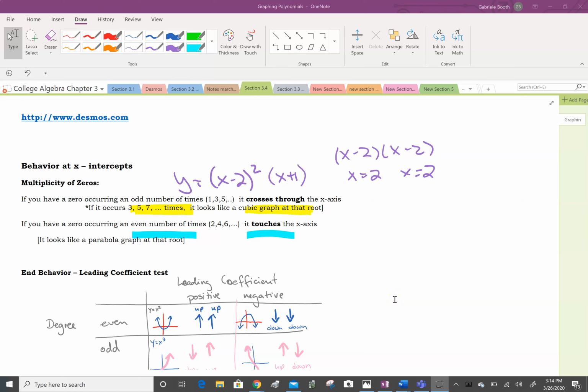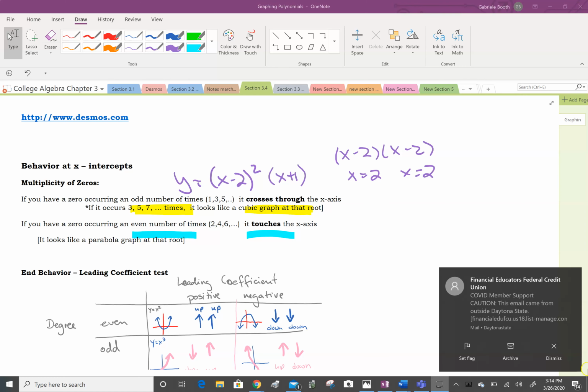In 3.4, we're looking at graphs of polynomial functions. Now let's take a look at the behavior at the x-intercept. An important part when we're graphing polynomial functions is that we really need to look at the x-intercepts, aka roots, aka zeros. In sections 3.2 and 3.3, you learned how to find zeros, and that is basically where the graph crosses the x-axis. We used to call these x-intercepts.